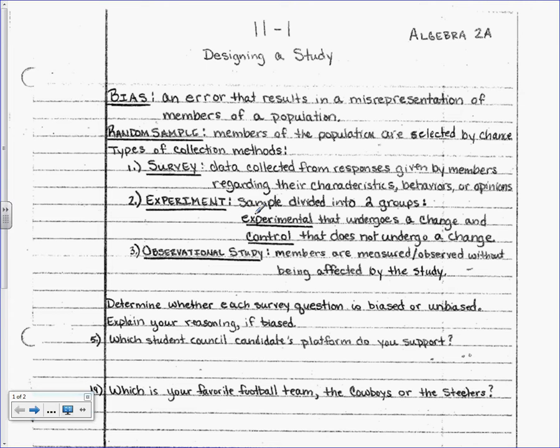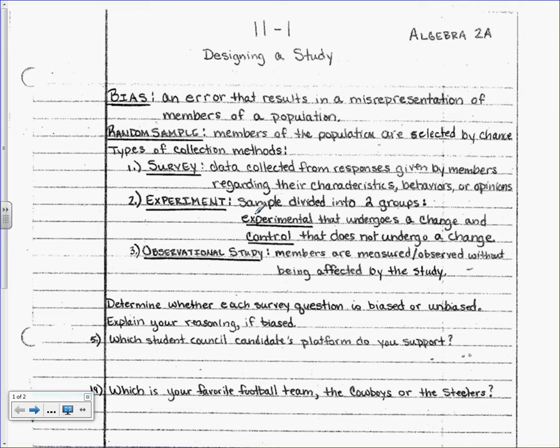So this is 11-1, designing a study. All this stuff today is kind of, what's the word? Common sense, I guess. You guys kind of already know all these. So without even reading a thing, I'm just going to look at the words with you.